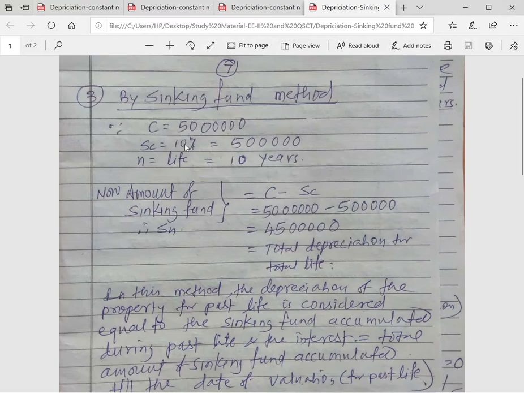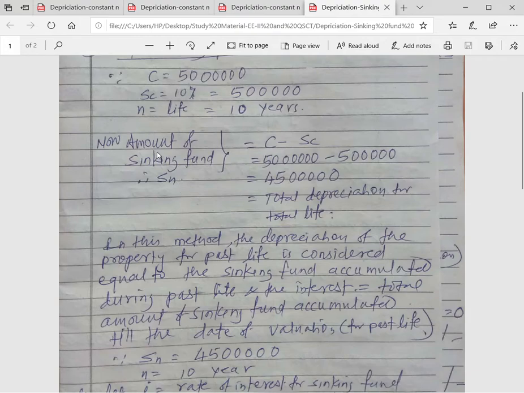Yes, SC is the scrap value or salvage value, that is 10%, coming to 5 lakh, and life is 10 years. So the amount of sinking fund that we have to accumulate during the life period of 10 years will be C minus SC, because after the life is over, we will be getting scrap value at the end of its useful life. So we have to make provision of this difference, that is the amount of sinking fund, which is the difference of original cost minus scrap value, coming here to 45 lakhs.